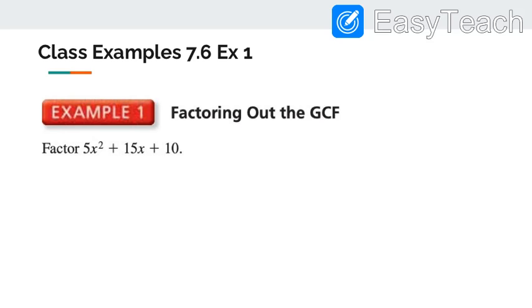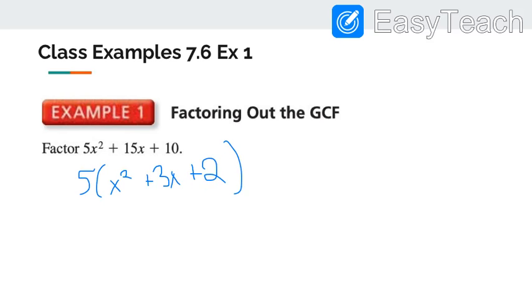So with our first one here, we see 5x squared plus 15x plus 10. There's not an x in all three, so we cannot divide out an x. Remember, a greatest common factor means something you can take out of everything, but they are all divisible by 5. So if we first take a 5 out of this, this now becomes 5 times x squared plus 3x plus 2.